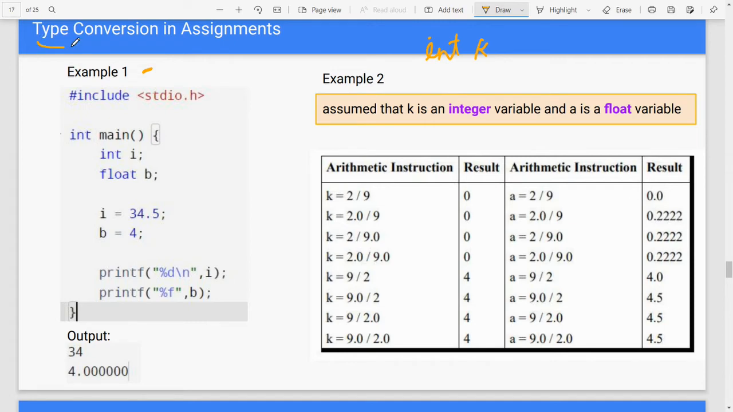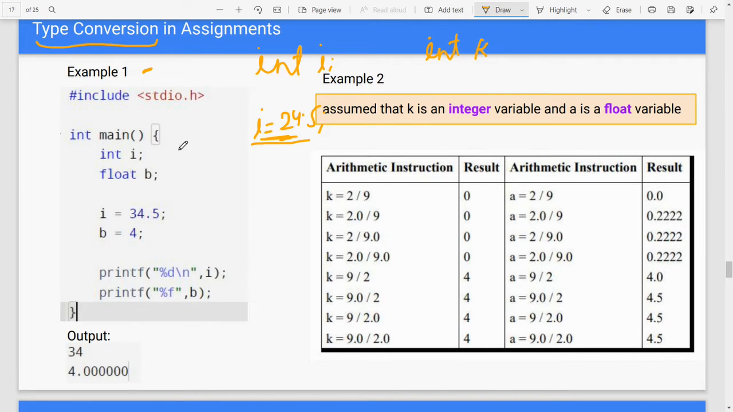Type conversion means you declared an integer, but at the time of declaration you stored some float value. So let's say you did 24.5. You declared an integer, but you were trying to introduce a float value. So what will happen in that case? Okay, let's see some actual program.